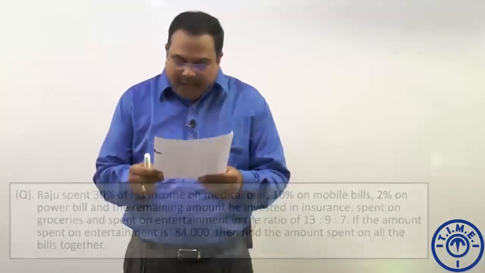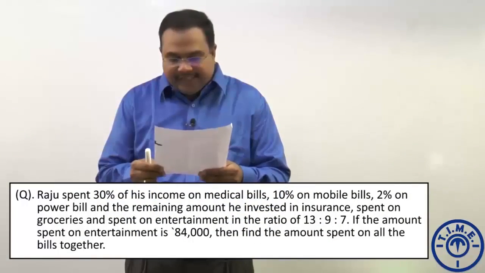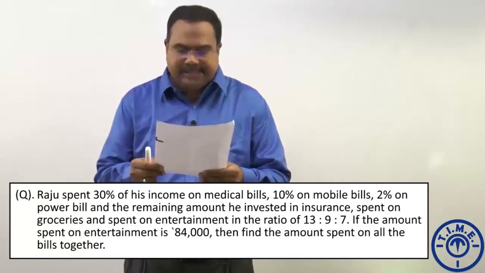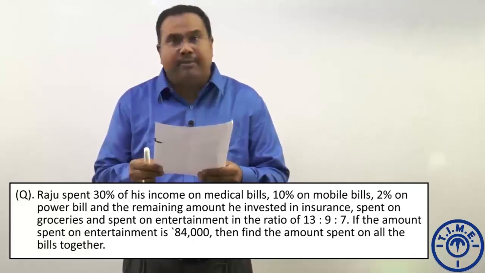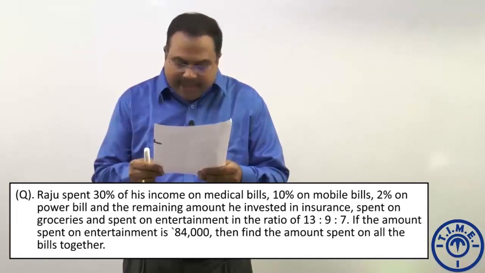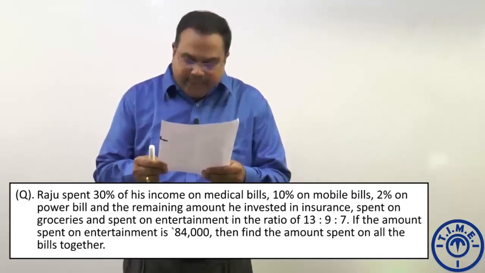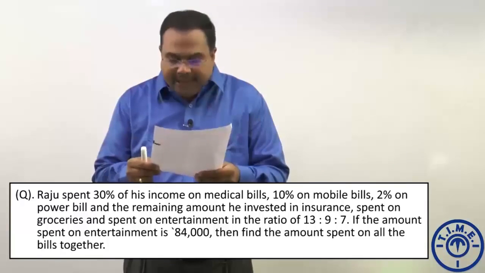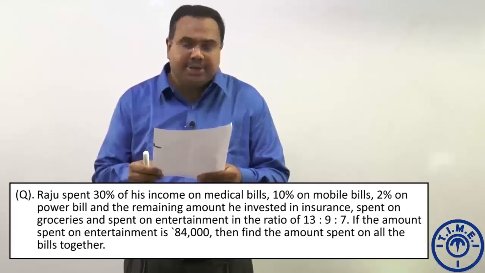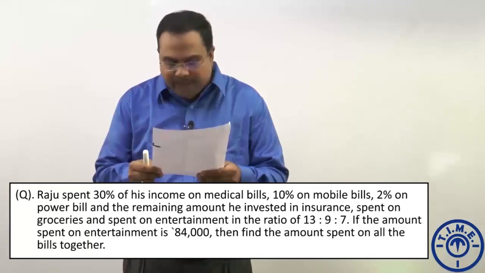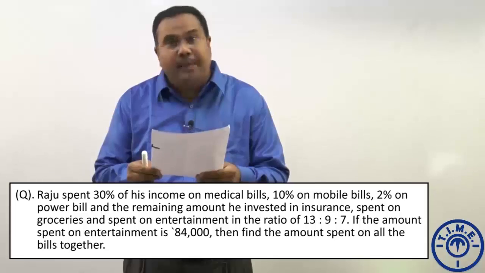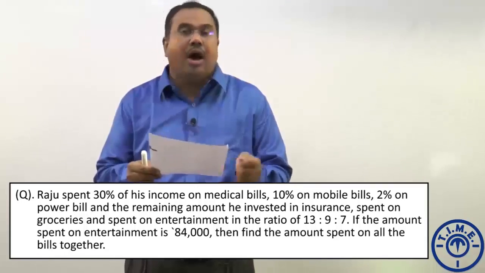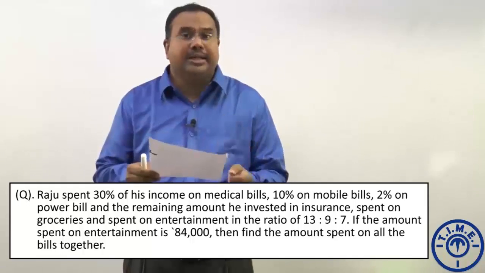Next question. Raju spent 30% of his income on medical bills, 10% on mobile bills, 2% on power bill, and the remaining amount he invested in insurance, groceries and entertainment in the ratio of 13:9:7. If the amount spent on entertainment is rupees 84,000, then find the amount spent on all the bills together.